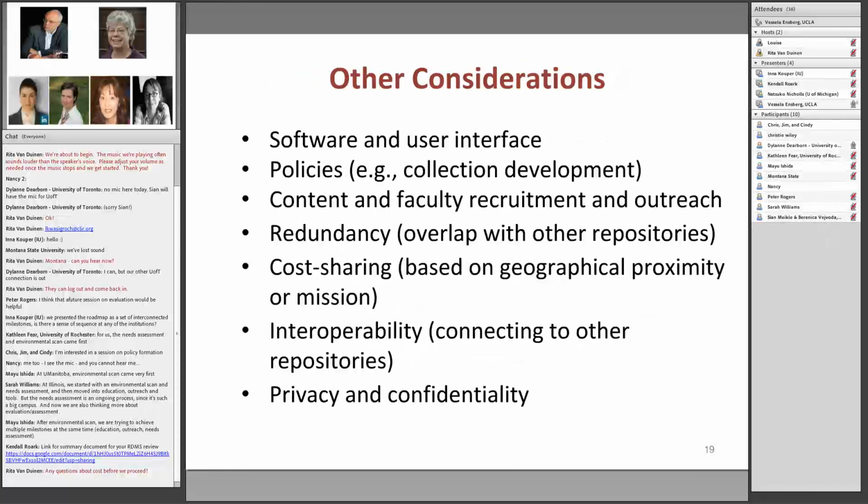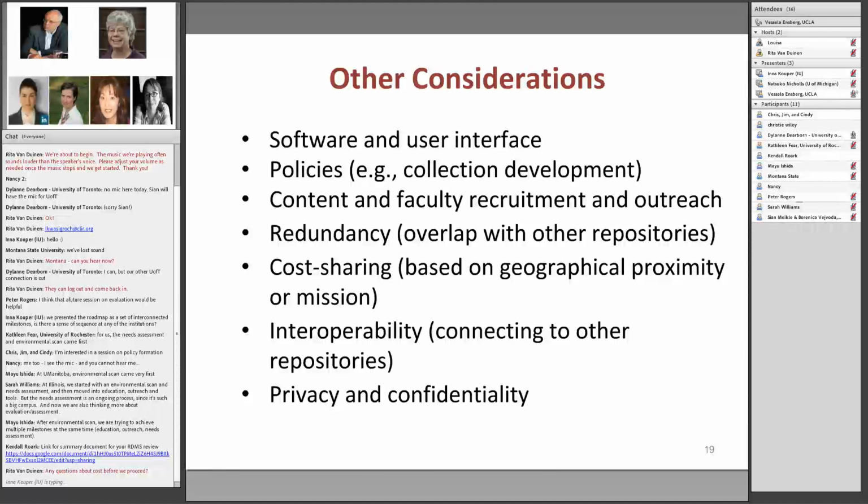So other things to consider are essentially, is your software easy to use? Is it user-friendly? As we have discovered with Apple, it doesn't matter if you have the best product. It matters that you have the most intuitive product. So don't expect researchers and scholars to spend a lot of time figuring out how to use a particular repository unless they really, really need to.